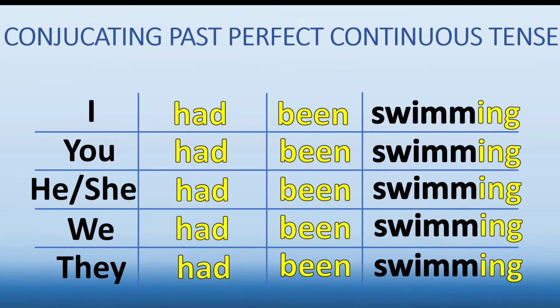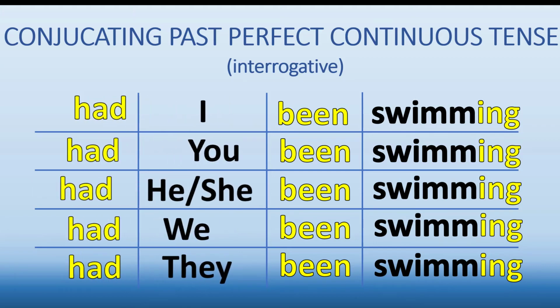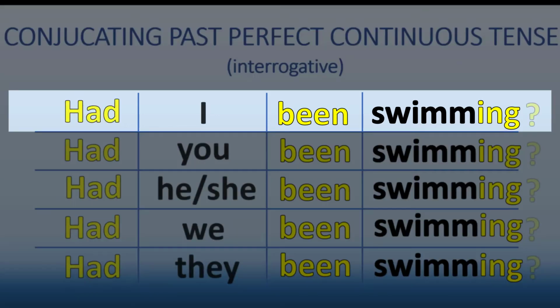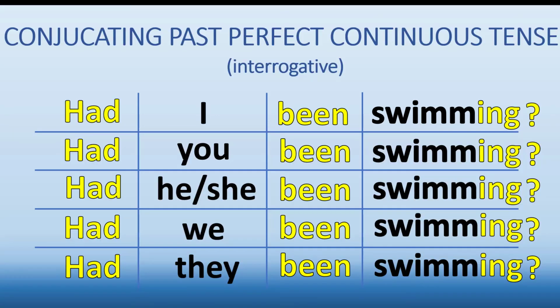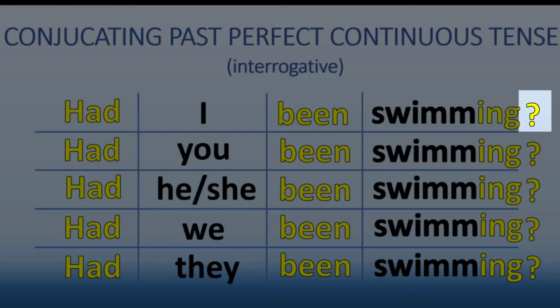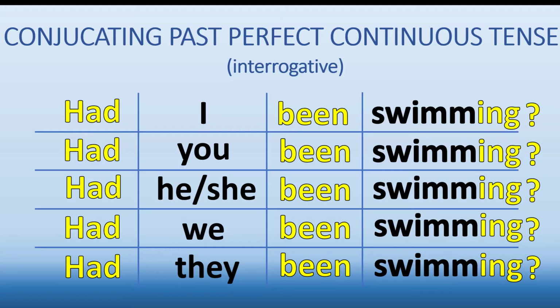Now just see how to form these interrogative sentences through this table. These are the affirmative sentences, and to make them interrogative we have to bring the auxiliary verb had before the subject. So it becomes had I been swimming, and at the end we have to put a question mark. In all the examples we have brought had before the subject, and at the end there is a question mark.